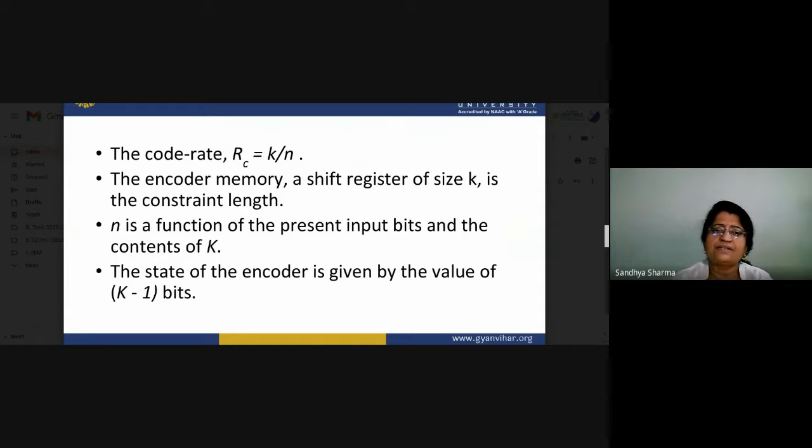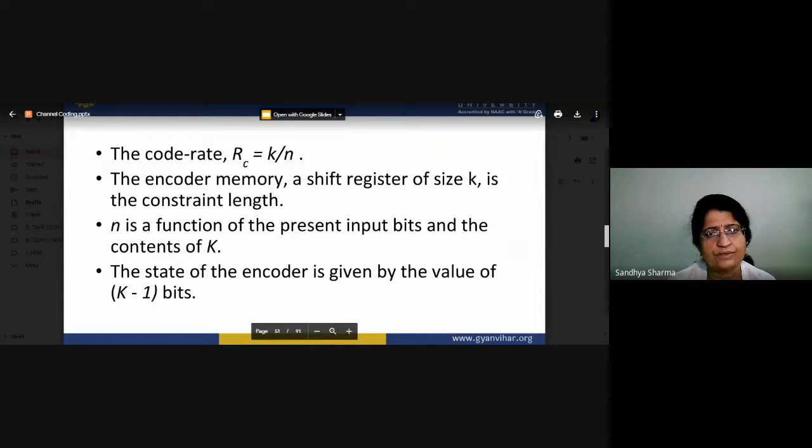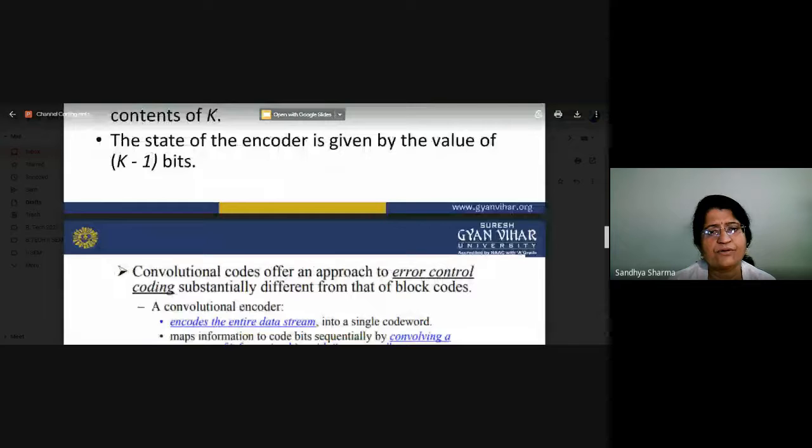We have already seen that n is a function of the present input bits and the contents of k. The state of the encoder is given by the value of k minus 1 bits. In our further slides, we will see more about the state of our encoder. So first of all, we will start from here.